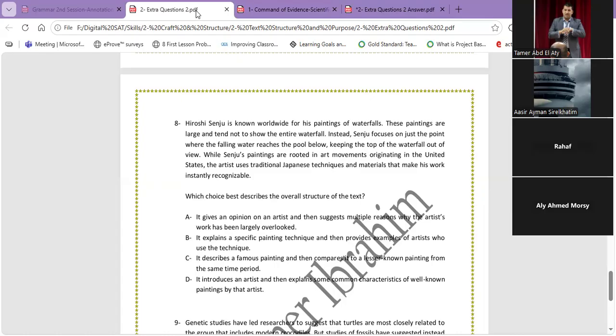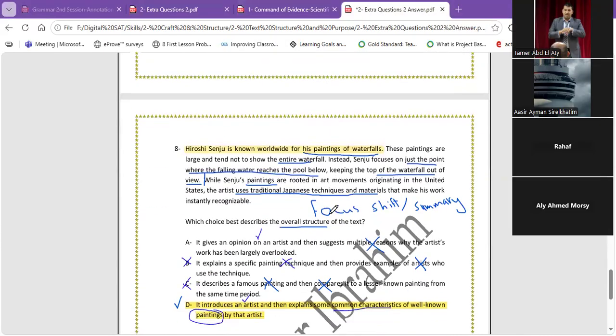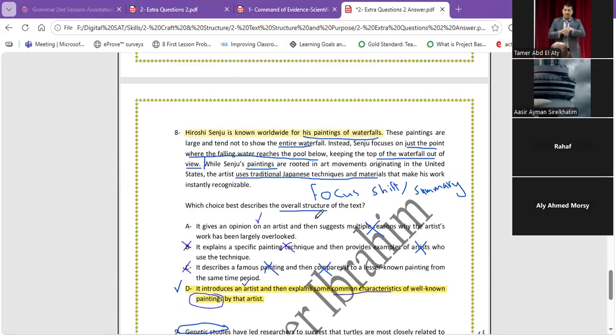Okay, perfect, all of you. Number 8. Again, whenever he talks about the structure, what are we going to do? Read the first sentence, then read the first part of each choice. If the choices consist of parts, let's see. Here we have two parts. So read the first sentence and the first part. If it matches, okay. If it doesn't match, cancel.